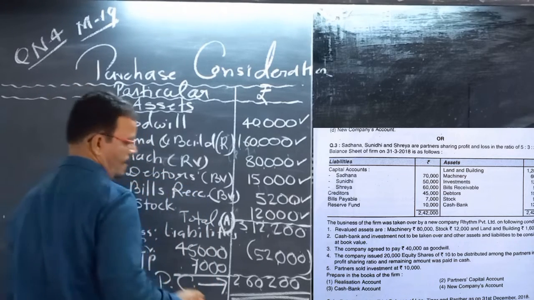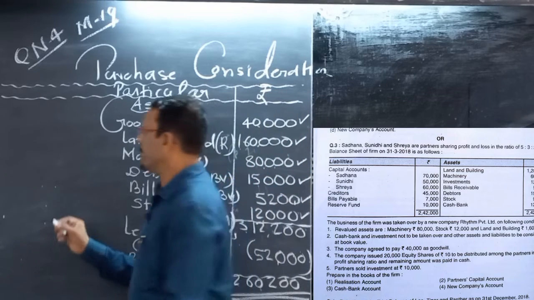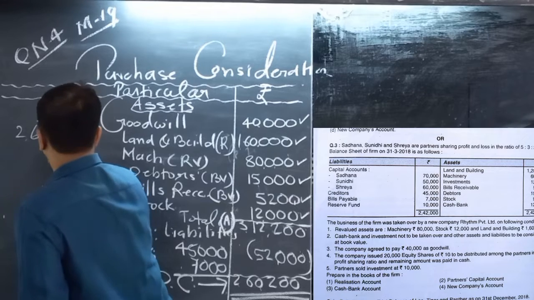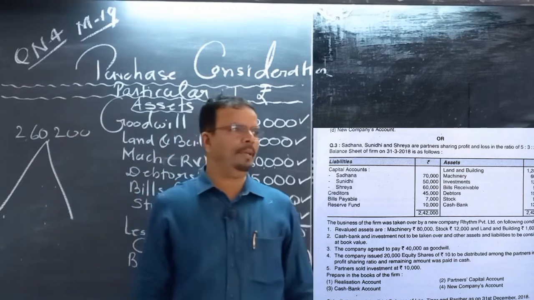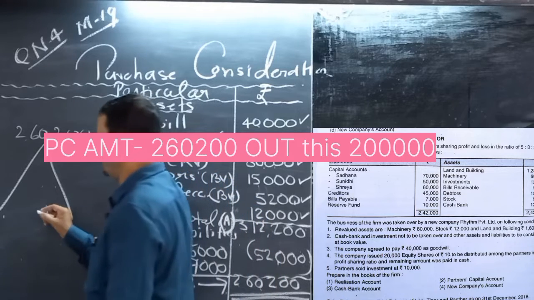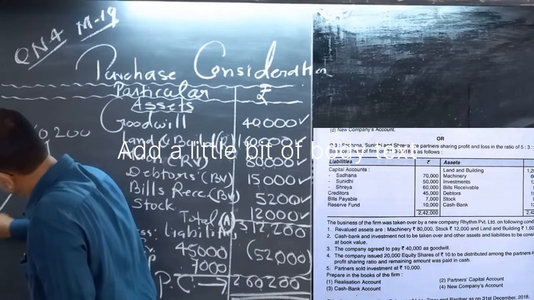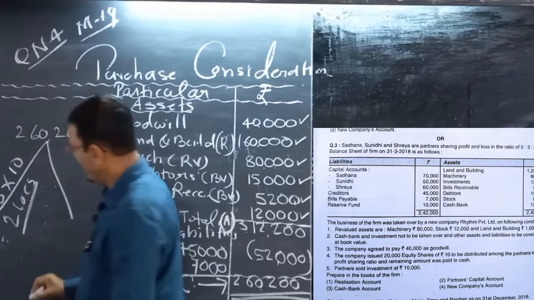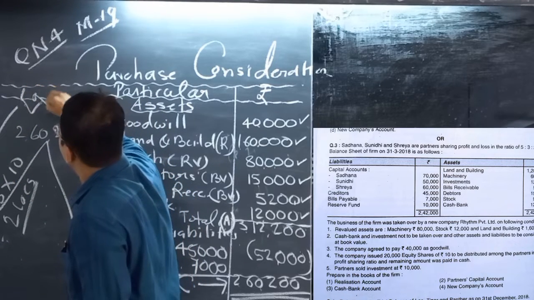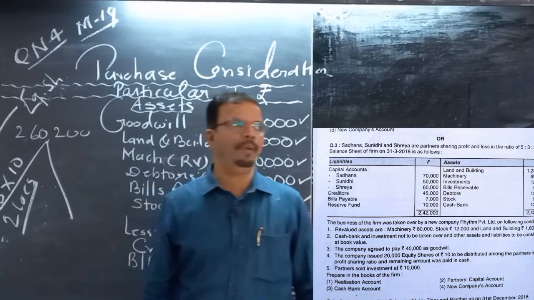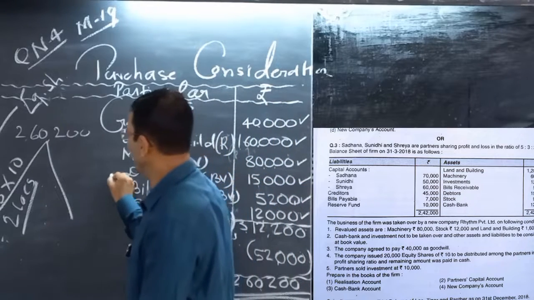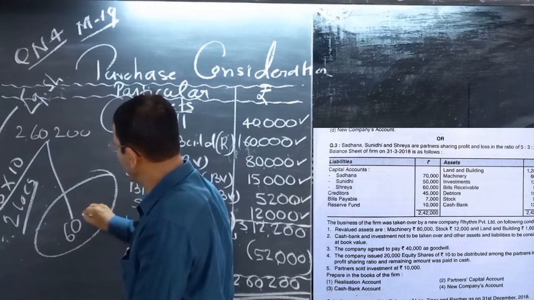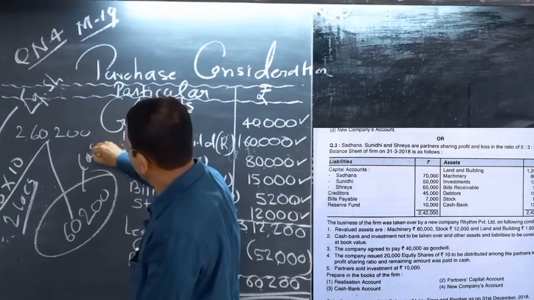Now what happens in this case? They are giving us the PC of 2,60,200. This is in two parts. What do we get? 20,000 shares of 10 each. 20,000 into 10 each is 2 lakhs. What will we get? Equity shares. And the balance we will get in cash. So we have to find the balance: 2,60,200 minus 2,00,000, the remainder we will get in cash.